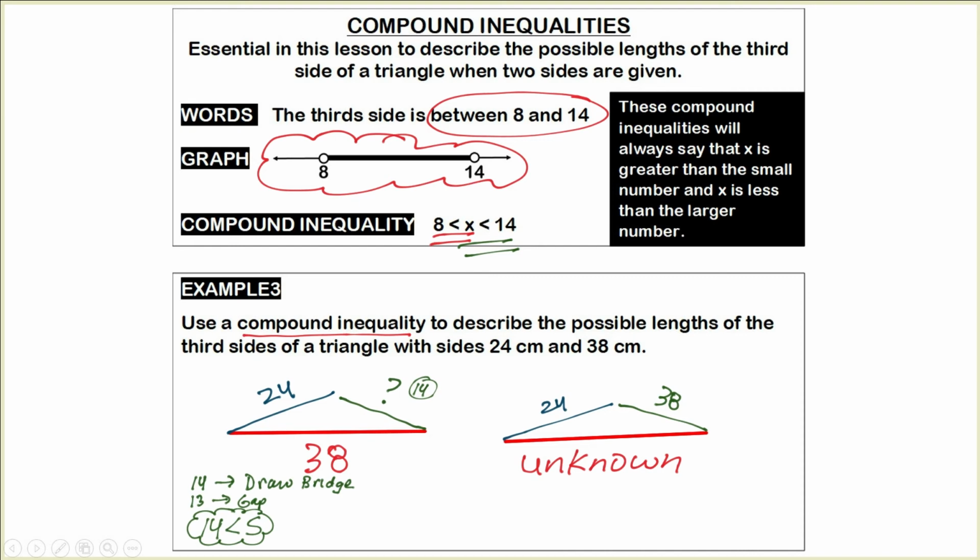But at some point, that unknown side could get to be too long so that the 24 and the 38 can't stretch all the way across. So when I add up the 24 and the 38, that makes 62. And so if our unknown side is 62, we will get an exact drawbridge because 24 plus 38 adds up to 62. So 62 gives us a drawbridge.